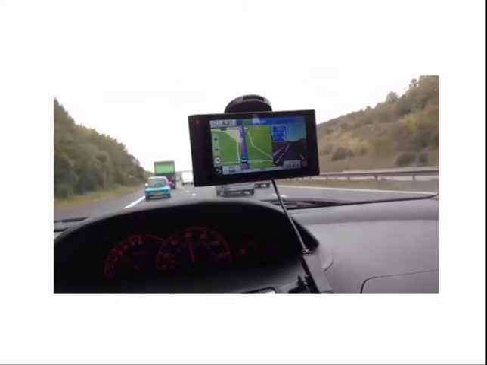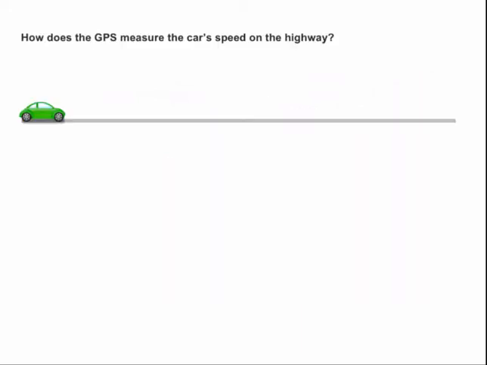It measures the position of your car periodically and uses this information to estimate your current speed. In this video, we'll start to think about how this actually works. We're going to consider a car driving along a straight section of a highway after setting its cruise control. We'll use this picture to represent the car's trip.